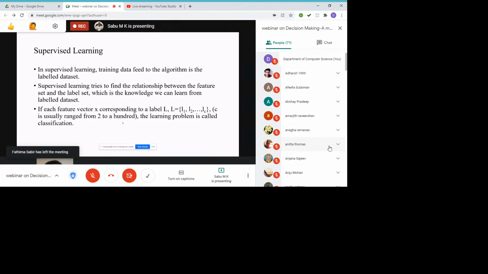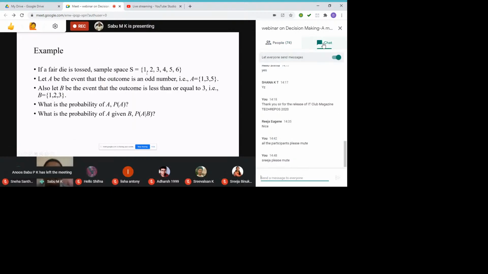Then what is the cardinality of A? How many possible cases are there? In the case of A, 1, 3, 5, that is 3. That is the number of favorable cases. The total number of outcomes contained in the sample space is 1, 2, 3, 4, 5, 6. So 3 by 6, which is 0.5, and that is the probability of A.